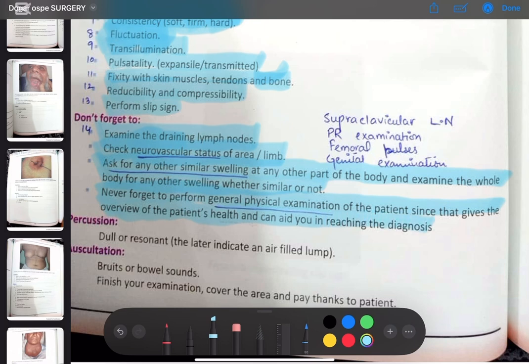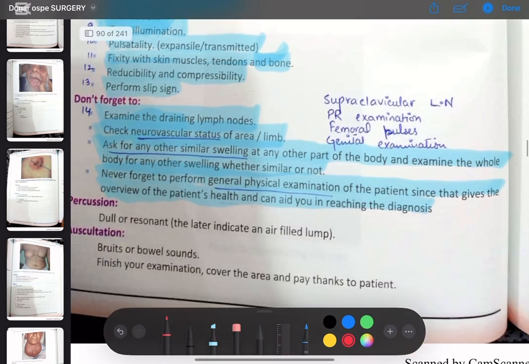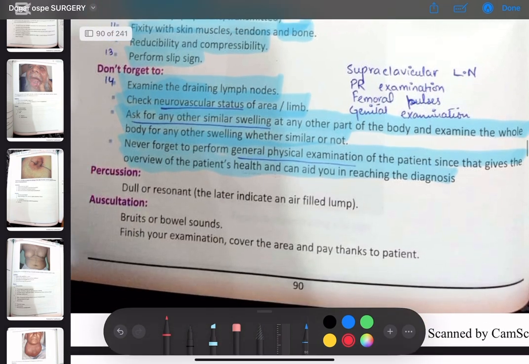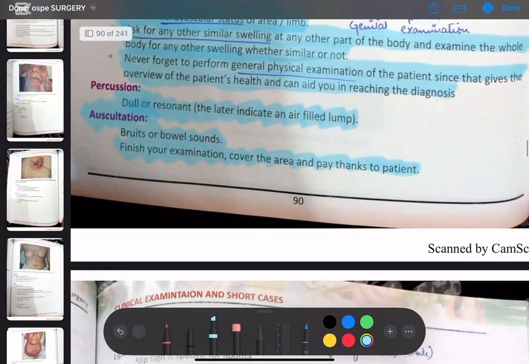Okay, so all these points were done in the palpation. Now coming towards the percussion, that is, whether it is dull or resonant, the latter indicating an air-filled lump. Then auscultation is done, that is, bruit or bowel sounds. Finish your examination, cover the area and thank the patient.